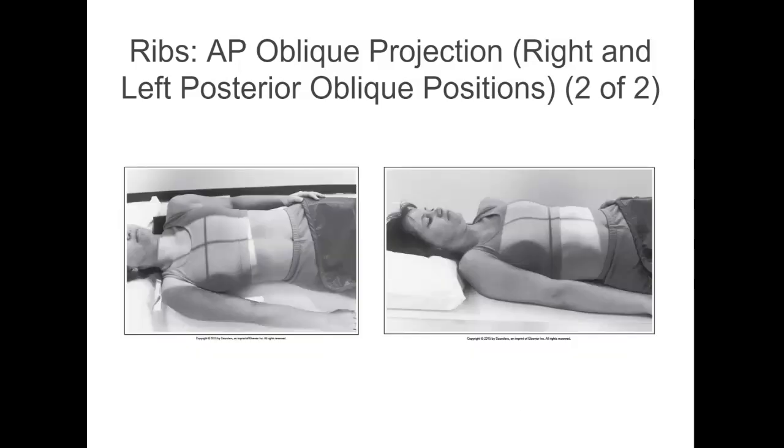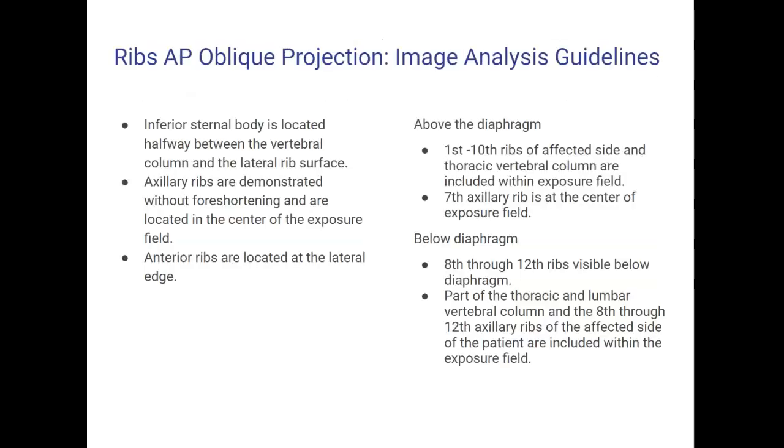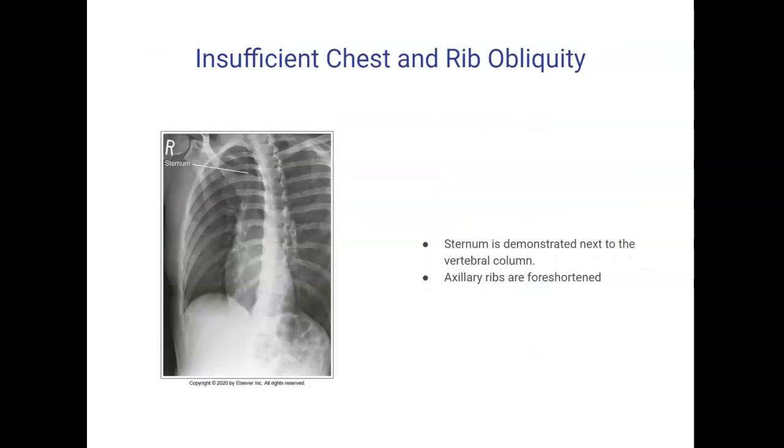Here you will see the adequately positioned AP oblique projection of the ribs. And I have provided for you the image analysis guidelines. So let's talk about insufficient chest and rib obliquity.